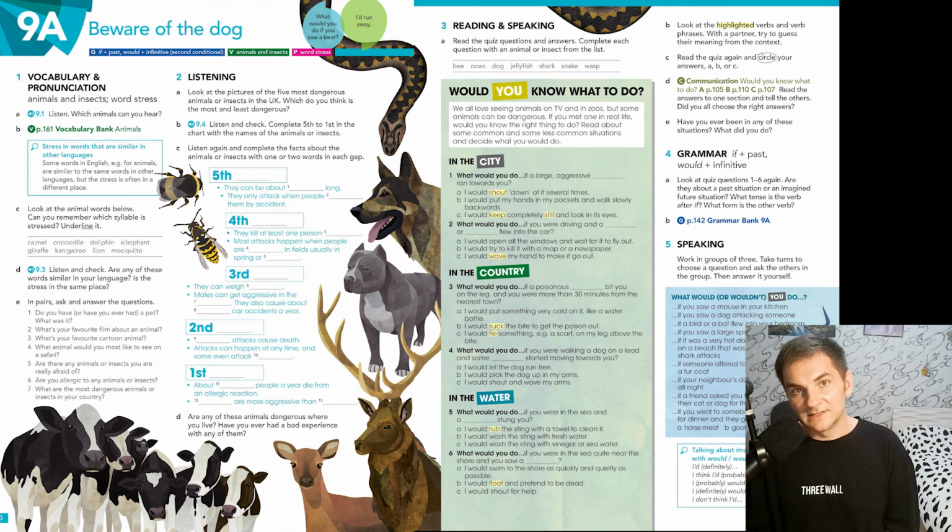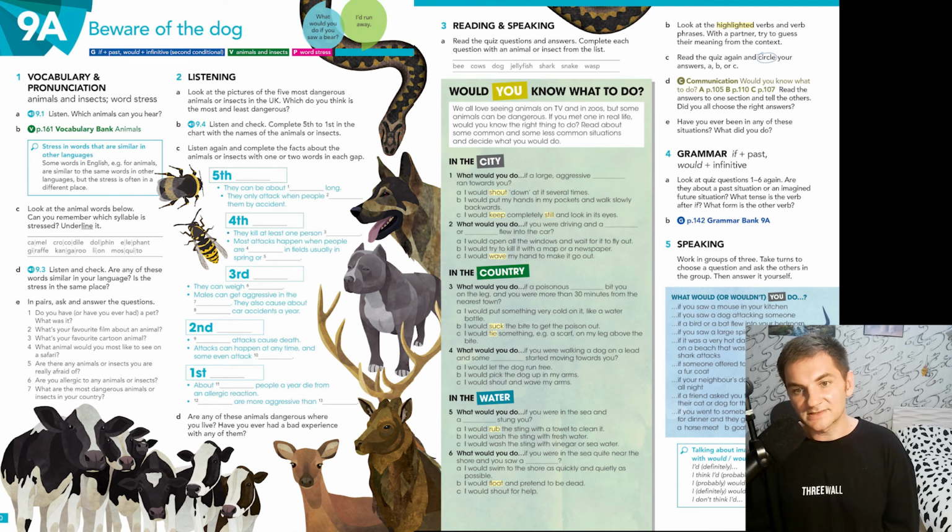Next comes a listening part. It's all about dangerous animals. There you can have a chance to listen to something interesting and discuss it later. Part 3 is reading and speaking. It's an exciting part to start your journey into the second conditional. This reading part will give you all necessary context for a grammar part, that is number 4.